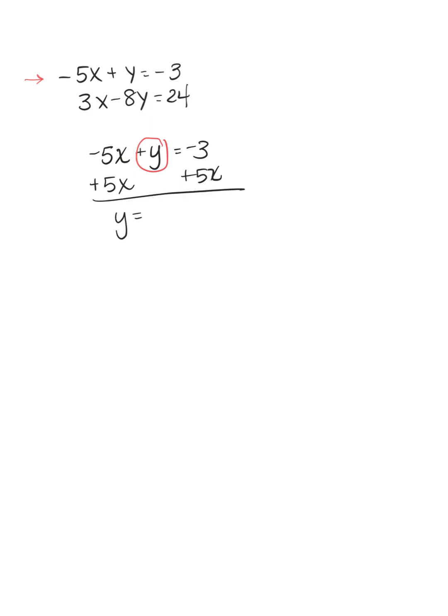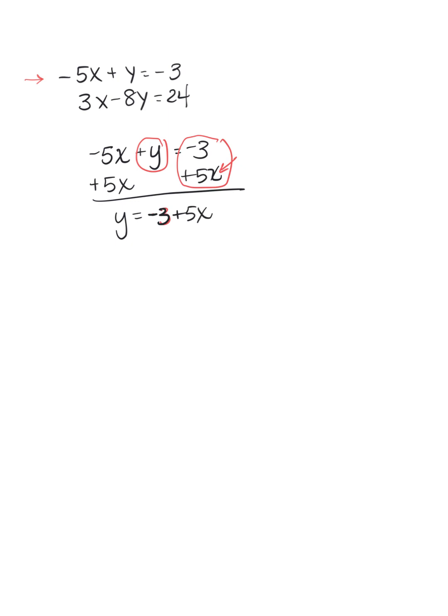Y equals, again, on this side, these are different terms. This one has a variable, and the other one doesn't, so you can't add them together. The only thing we can do is write them next to each other. All right, so the y is isolated.